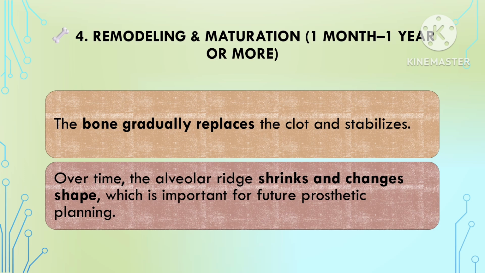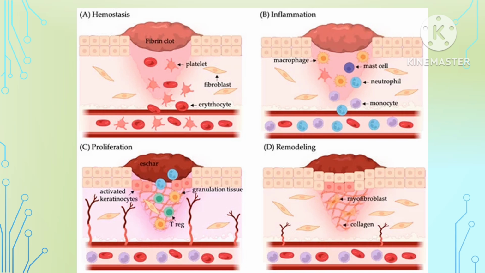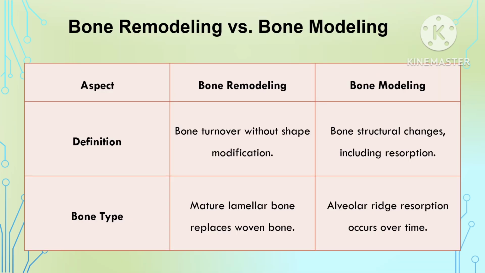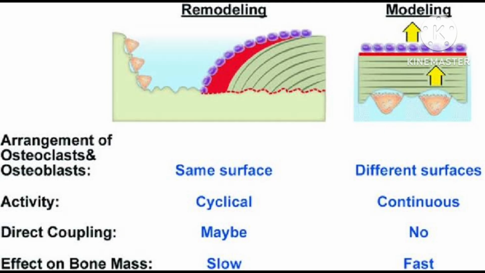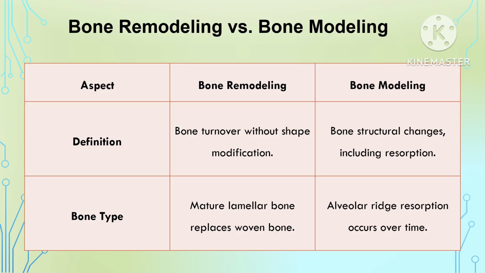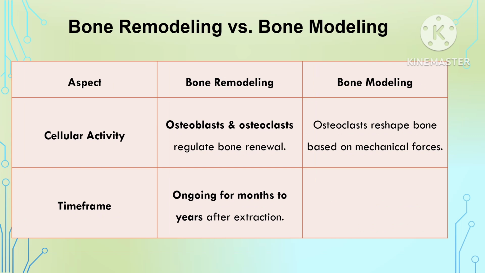The final stage of socket healing involves modeling and remodeling of the bone to ensure the replacement of woven bone into a mature lamellar bone and the bone marrow, giving the bone the load bearing capacity. This may take several months to a year depending on the individual healing responses. There is a difference between modeling and remodeling. Modeling refers to the change in the bone shape and structure which occurs as the alveolar ridge undergoes resorption, and remodeling is a process of bone formation without altering the overall structure of the bone.